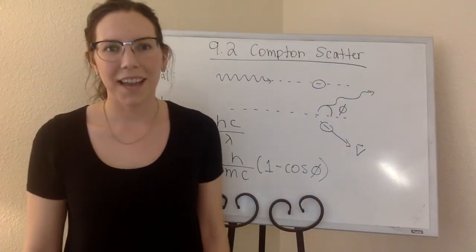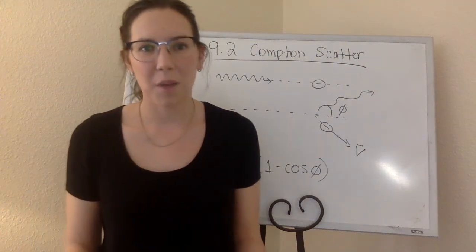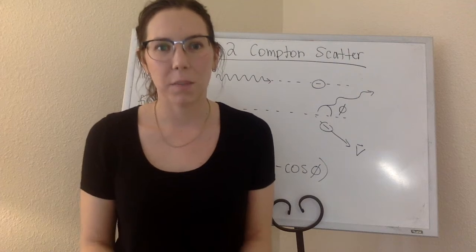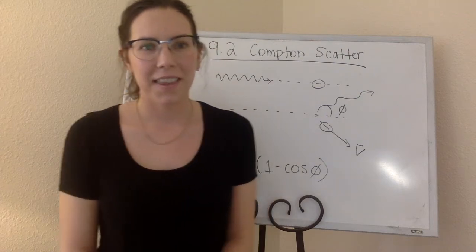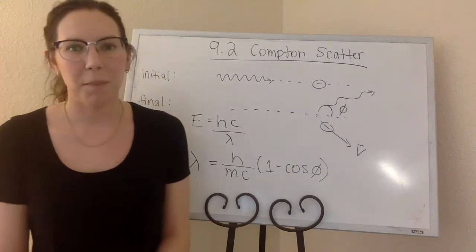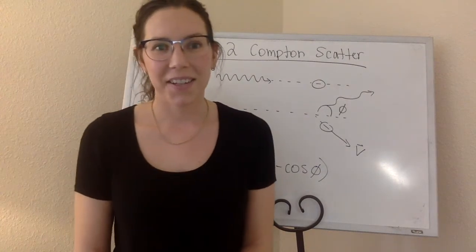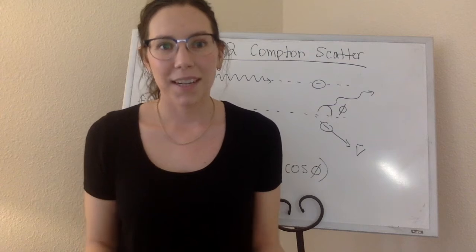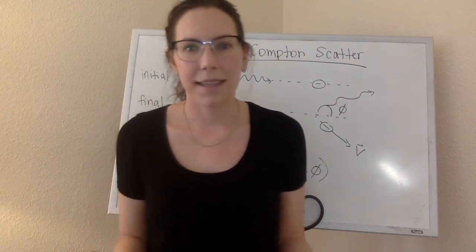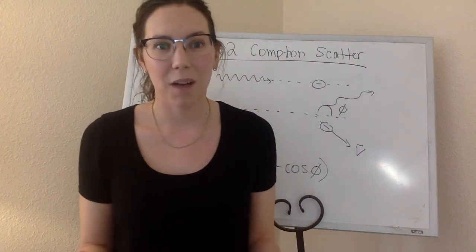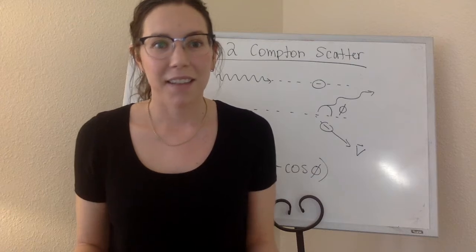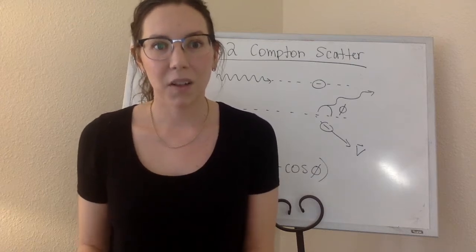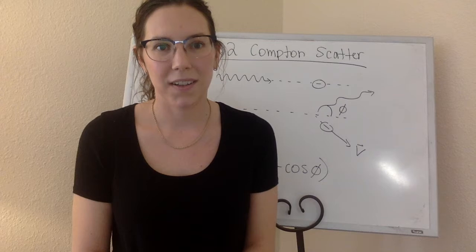Hi everyone. In the last section we looked at one model of an observation that shows the particle nature of light. In this section, 9.2, Compton scatter, we'll look at another interaction which is described by the particle model. So in Compton scatter, what happens is that a photon scatters off an electron, and the scattered photon has a longer wavelength than the incident photon.